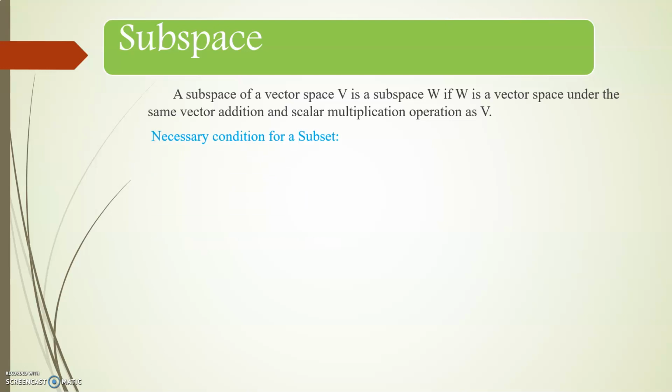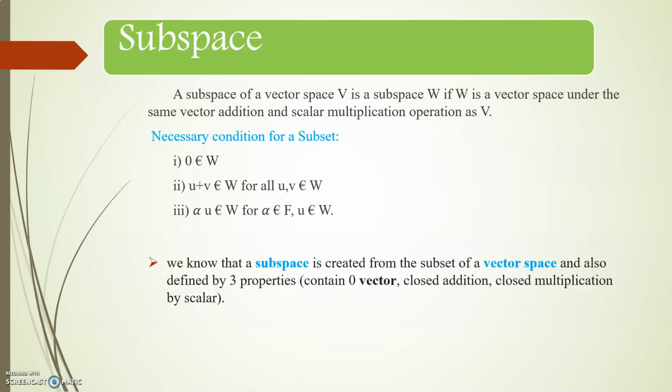Necessary conditions for a subset. We are going to see the necessary conditions to check whether the given subset of a vector space is a subspace or not. First condition: 0 belongs to the subspace W. Second condition: u plus v belongs to W for all u, v belonging to W. Third condition: alpha times u belongs to W for alpha belonging to F and u belonging to W.